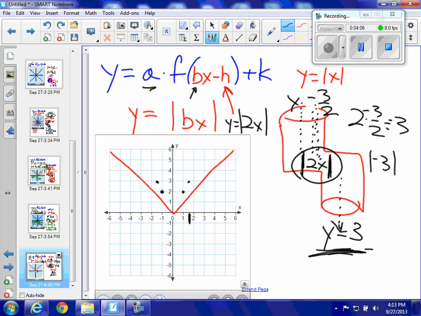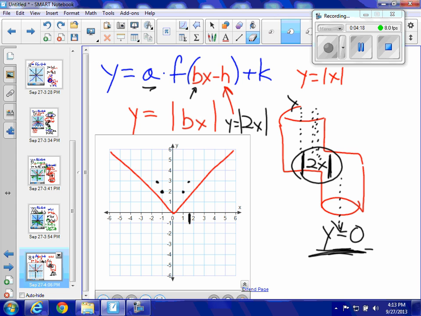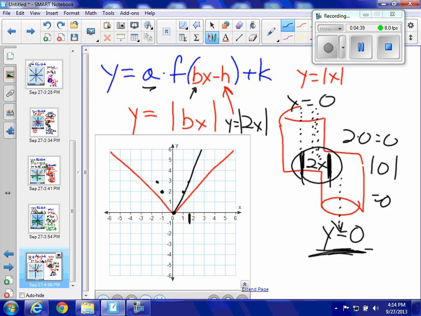What about if I want a y value of 0? Well, if I want my y value to be 0, my x value is also going to have to be 0. Because 0 going into this absolute value function, 2 times 0 is 0, and the absolute value of 0 is 0. So I would have x equals 0, y equals 0. And you can see my graph is going to look like this.